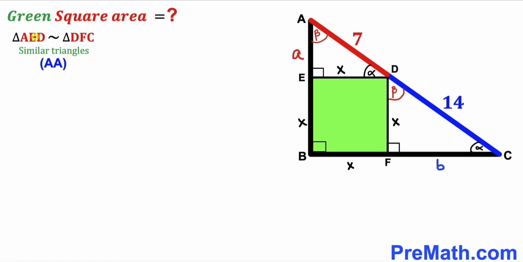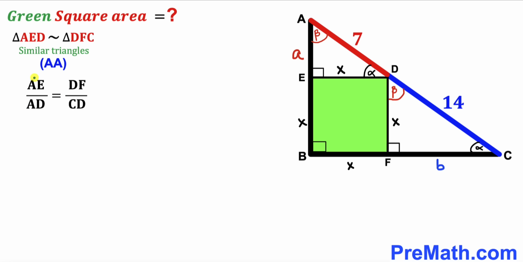So we conclude that these two right triangles, triangle AED and triangle DFC, are similar triangles according to the angle-angle similarity theorem. Bear in mind that this is our triangle AED, whereas this triangle is our triangle DFC. Since these two triangles are similar, we have a proportion: the ratio of the side lengths AE and AD must be equal to the ratio of the side lengths DF and CD.